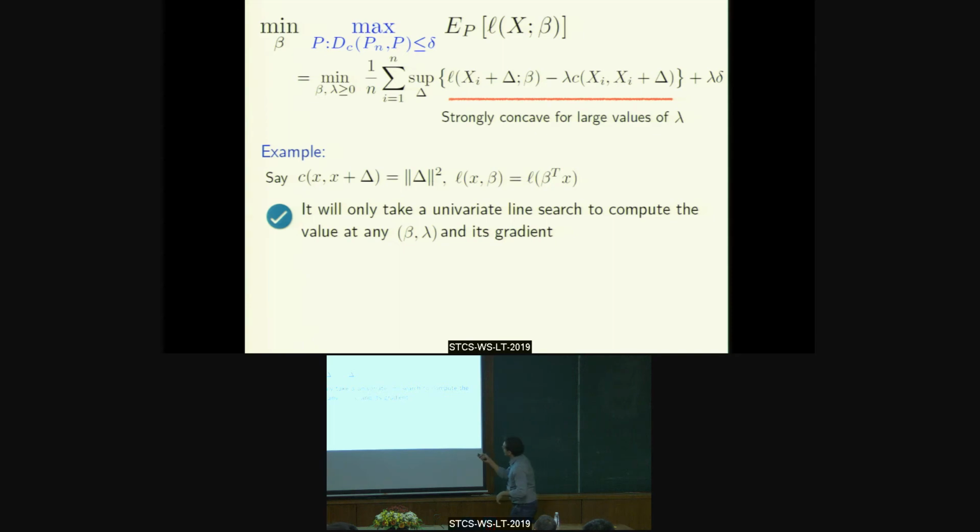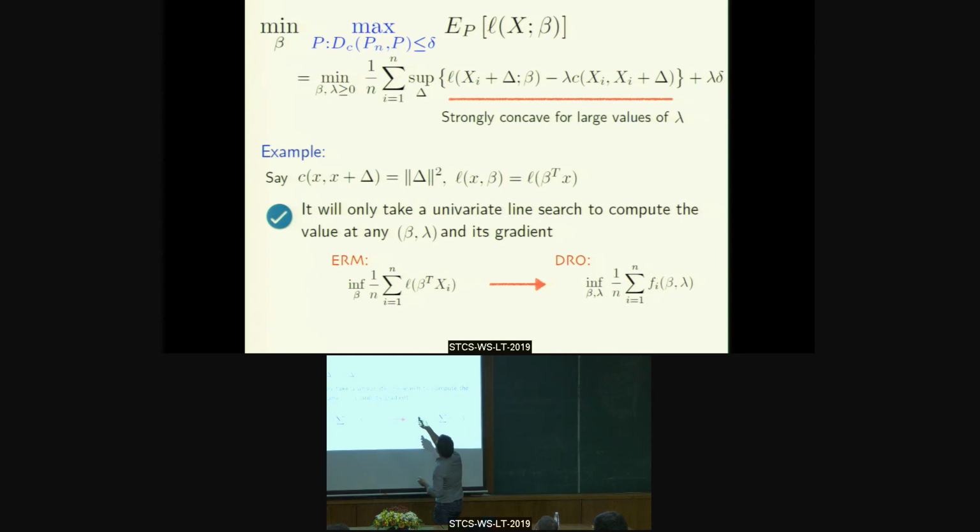So it will only take a univariate line search to solve such a problem. At the end of the day, what I'm trying to say is that solving this problem using a method like gradient descent or stochastic gradient descent is not very hard, because it takes only a univariate line search to compute the value at any point and its gradient. So if I can solve this inner optimization problem with something like gradient descent or a univariate line search, then the whole thing is extremely easy, and it's not computationally difficult. At the scale of computation we have, it's not difficult at all.